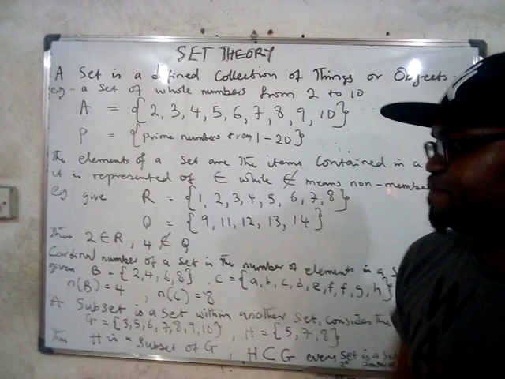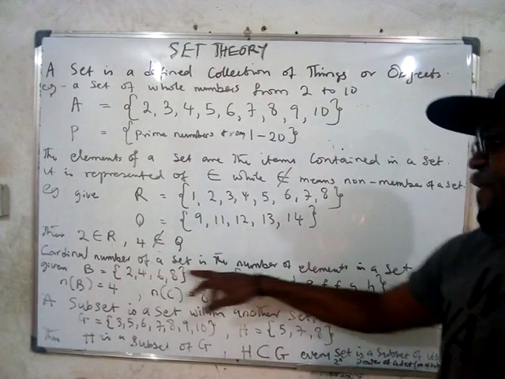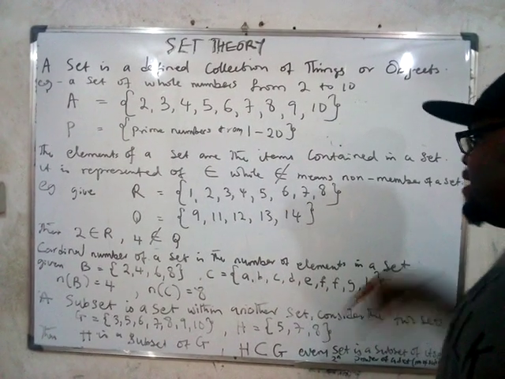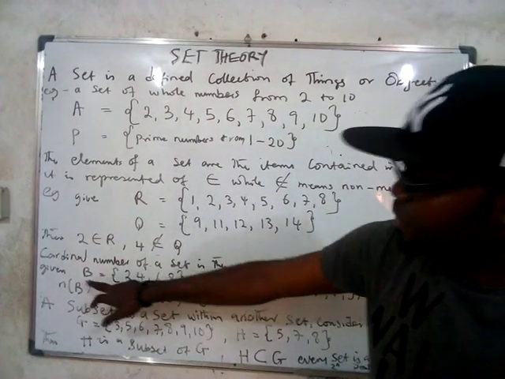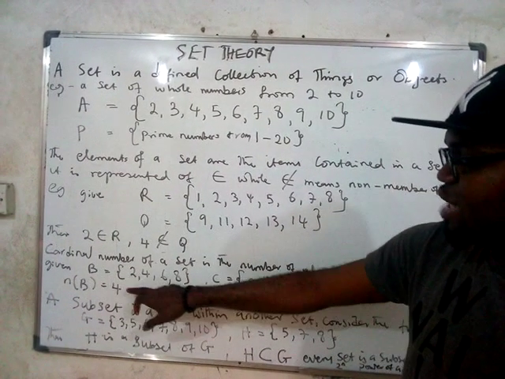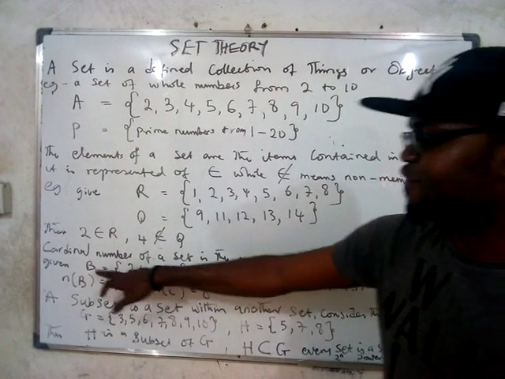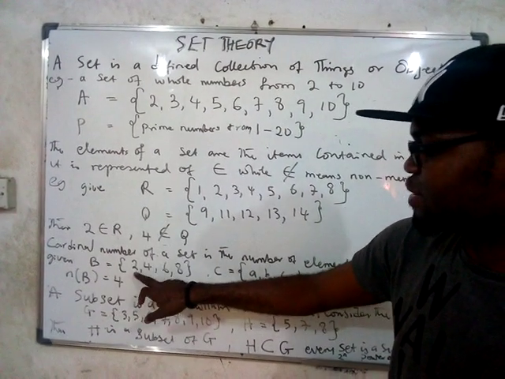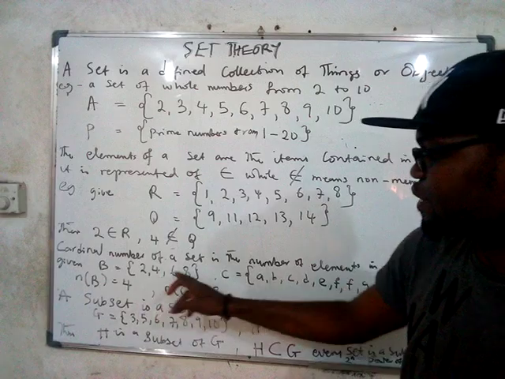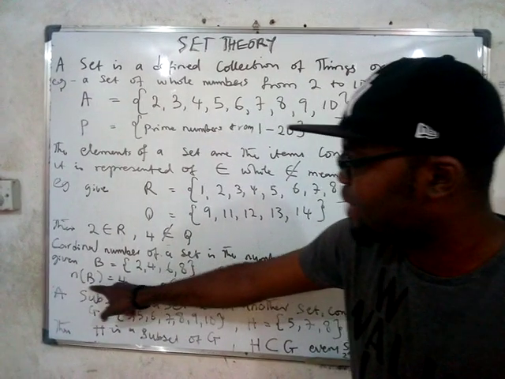Cardinal number of a set is the number of elements in a set. So if you say this set B, having this collection 2, 4, 6, 8, you can say that the cardinal of this set B is 4 because the number of elements is 4: 1, 2, 3, 4. So cardinal of B is equal to 4.